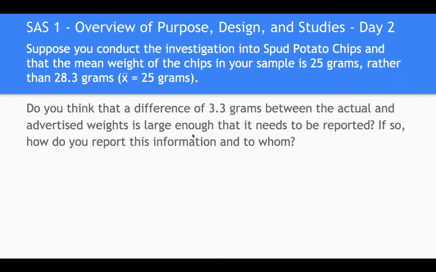making a research question. Suppose you could conduct an investigation of the Spud potato chips and that the mean weight, or the average weight, of the chips in your sample is 25 grams rather than 28.3. And you see X bar right there. That is a statistical variable we use to describe the mean or the average of a sample that we have measured. And the average sample, or X bar, is equal to 25 grams.